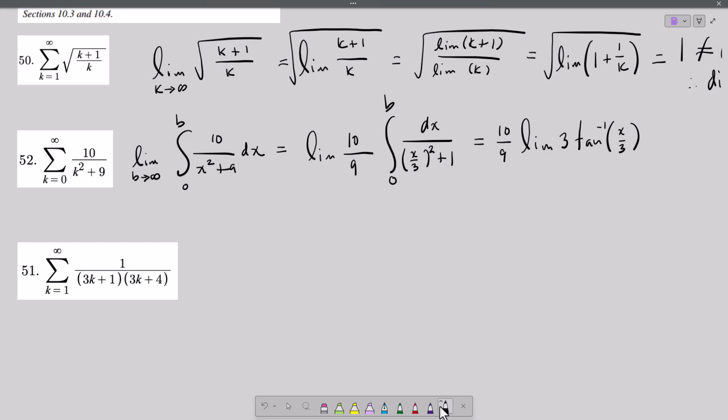So then this is 0 to b. The 3 can factor out there, so we're going to be left with 10/3 in front. And then the limit of arctangent of b over 3 minus arctangent of 0, as b goes to infinity. And what's arctangent of 0? That's equal to 0. Arctan goes right through the origin. It's that sideways S thing.